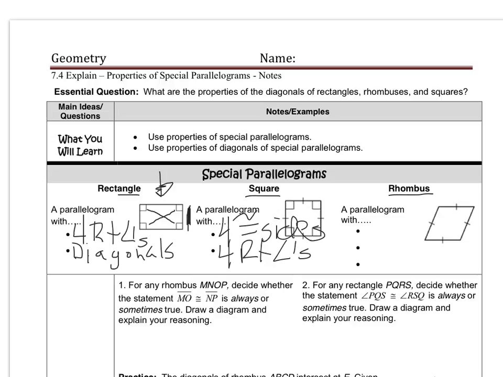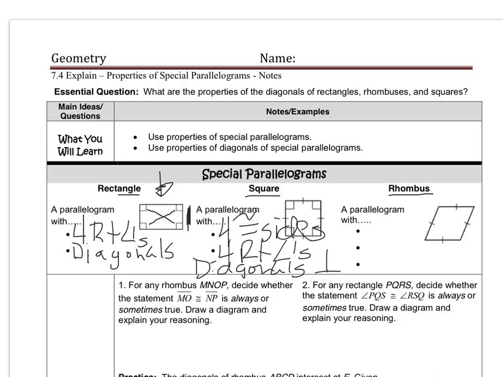Also, there's something that we learn about the diagonals of a square. The diagonals of a square are perpendicular. Remember the perpendicular symbol, the upside down T, means they form a right angle.